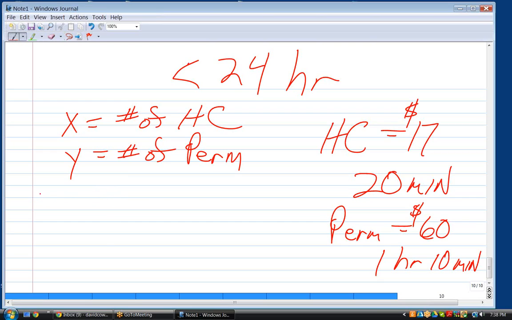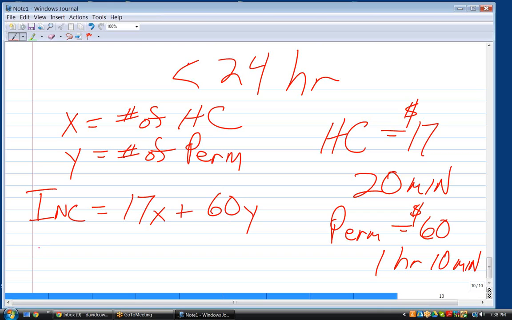Let's first of all talk about your income. The income equation is the number of haircuts you give times 17 plus the number of permanents you give times 60. Correct? Yes. So that's your income: 17x plus 60y.